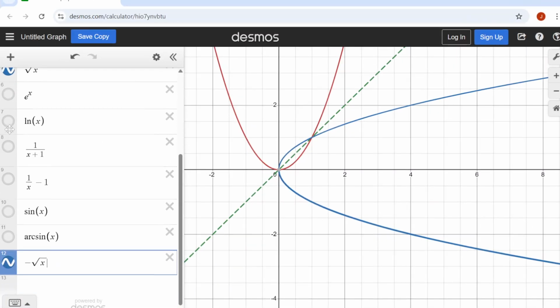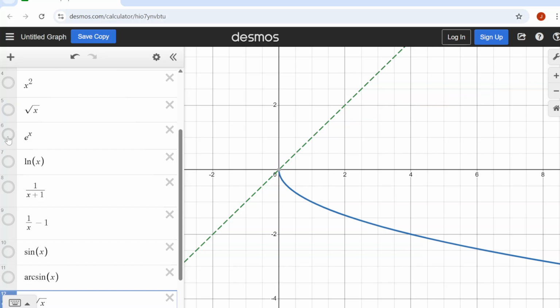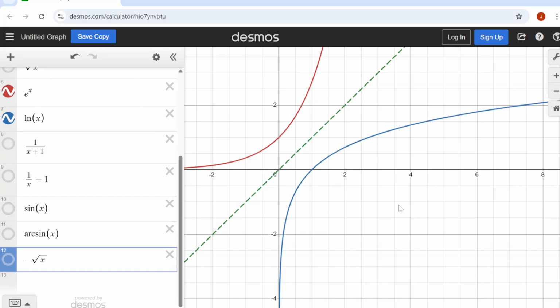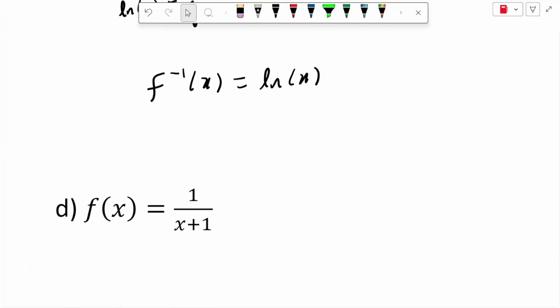And we'll see what happens here. So turn off those other graphs. I've got e to the x here. That's that lovely line up there. And we've got log of x there. And you can see they are a reflection in the line y equals x.